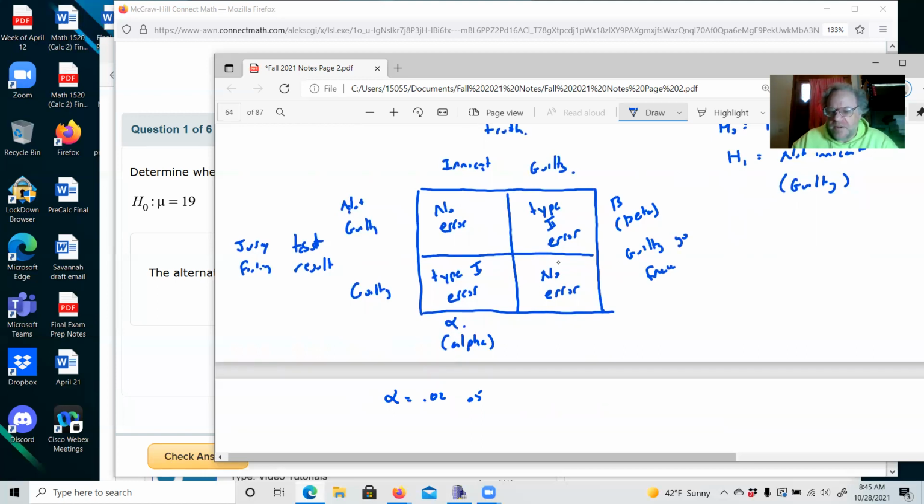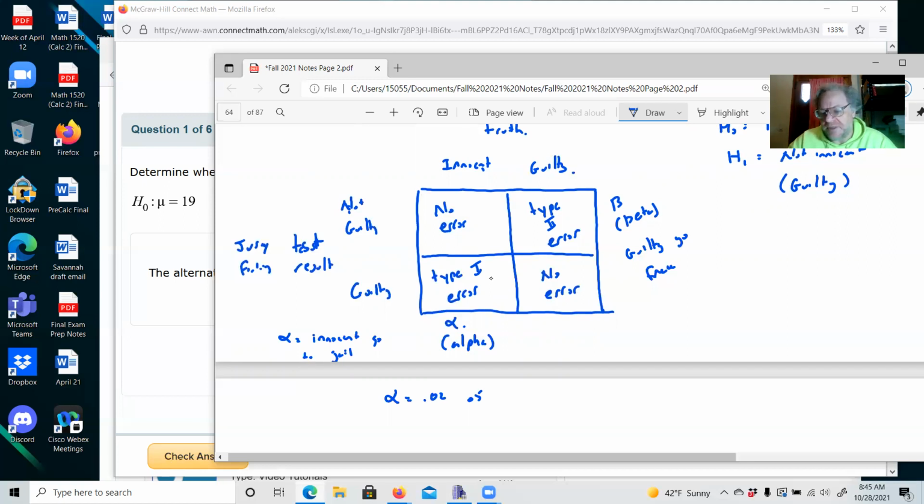And type 1 error is the innocent error. Right, that is the innocent go to jail. Right, so there we are. No error is nice, right? But we know we can measure. We can say, look, our chance of committing a type 1 error is 2%.